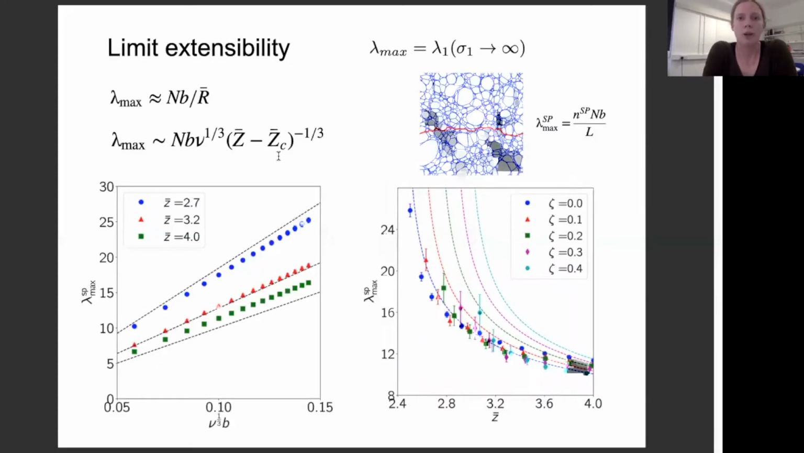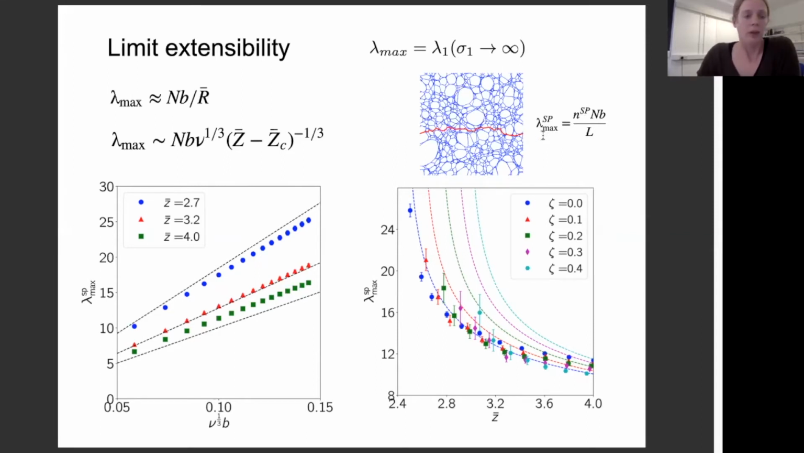Now moving on to another parameter of interest, which is the limit extensibility of the network, which is the macroscopic stretch that you reach when the stress tends to infinity. We can get that from the stress-strain curve, or we can also get that from another estimate we propose, which is just identifying the shortest path from one side of the RVE to the other, and calculating this maximum extensibility by the number of chains in the shortest path times the contour length divided by the box length. So this is another estimate that does not require any equilibrium consideration, it's just purely geometric.